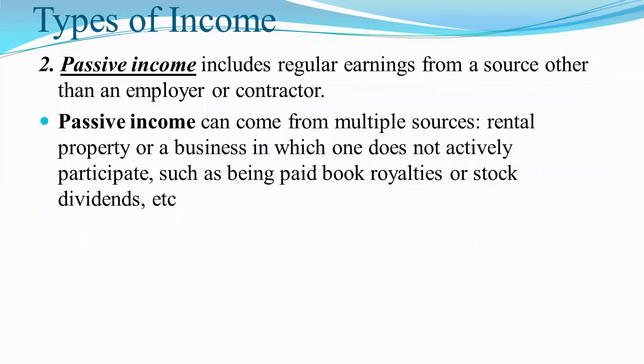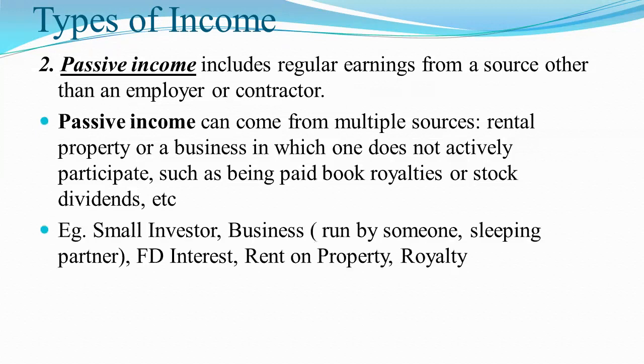Passive income is coming from something like you write a book and you get royalty, you get dividends on your stocks, you get interest on your FDs. You are earning from different sources, multiple sources of income. You have a rental property, you keep it on rent, FDs, etc.